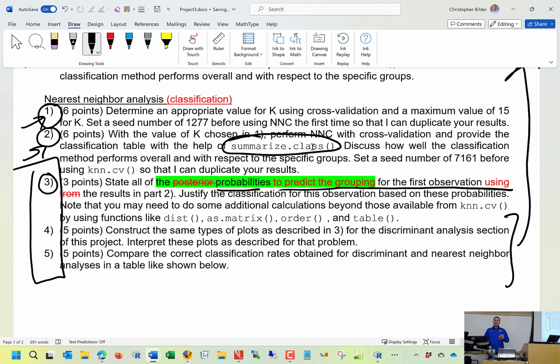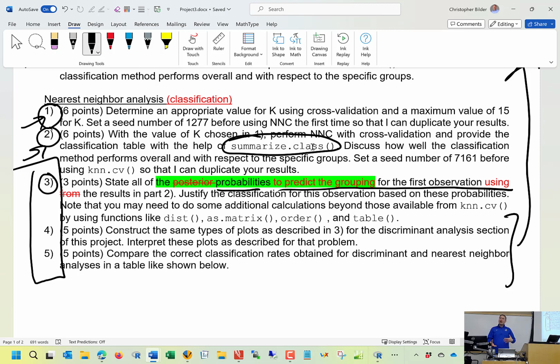So what that means is, let's say you have 2 groups. Remember what the knn.cv function will give you. It will give you the highest, let's say, probability for the grouping that actually occurred. So like 0.8. Well, what's then the grouping that it was not predicted into? 0.2. You need to tell me that.